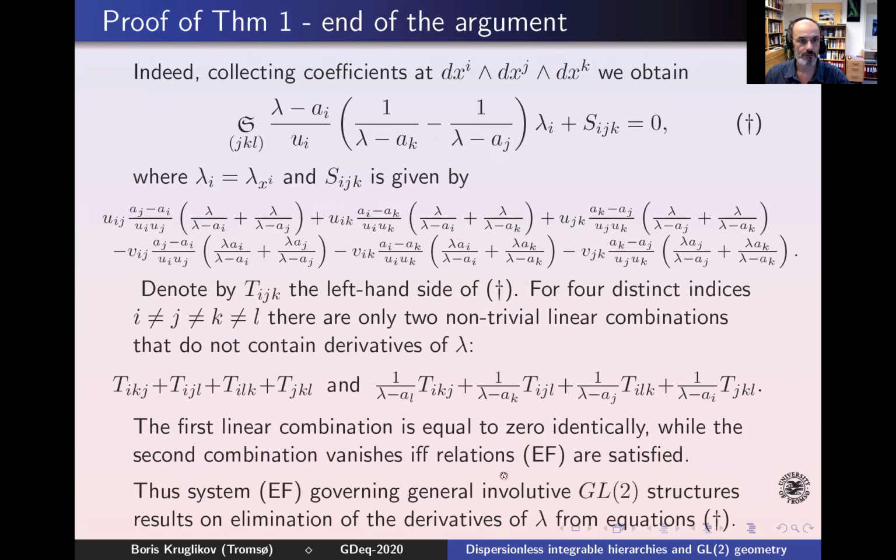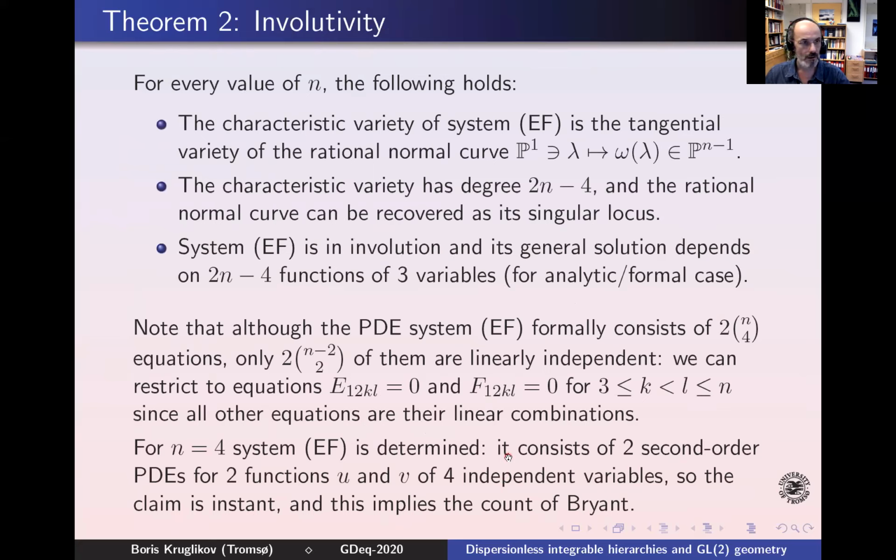Okay, let's go to theorem 2. So, n is the level of truncation, right? In principle, it can be infinite, but it's preferable to take something finite dimensional. So it's arbitrary, unrestricted. So the following are conditions. The characteristic variety of the system EF is the tangential variety of a rational normal curve. Okay, if we take this curve, remember it is a curve in the projectivized cotangent space. Then we take at every point the tangent line. So instead of a curve, we get a surface.